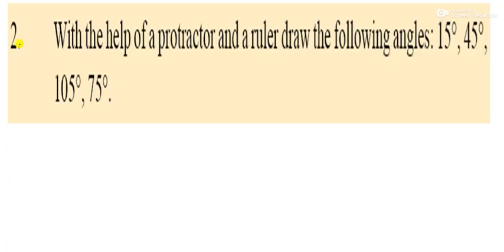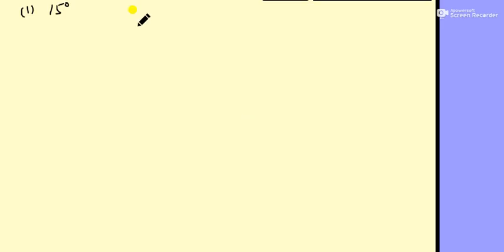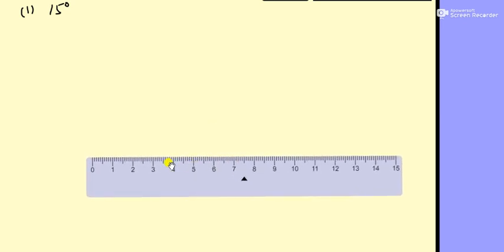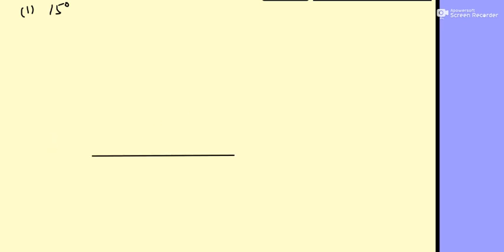Question number two. With the help of protractor and ruler, draw the following angles. The first one is 15 degrees, 45 degrees, 105 degrees and 75 degrees. How can we construct the angle with the help of protractor and scale? Let us see. The first angle is 15 degrees. How can we construct 15 degrees? First of all, take a scale and with the help of a pencil draw a line segment about 7 centimeters, and remove the scale.